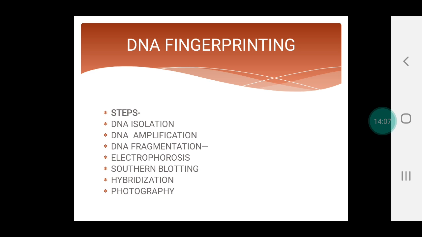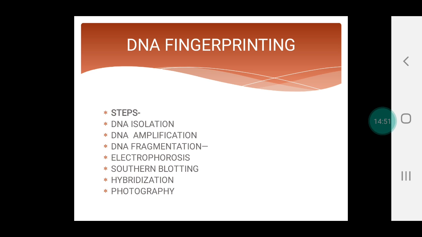First is DNA isolation. Here DNA is obtained from any material available like blood, semen, hair roots, tissue sample, etc. Then next, DNA amplification. If the DNA quantity is small, it is subjected to in vitro replication by a technique called PCR. In vitro means outside the body, and PCR means polymerase chain reaction, to obtain more copies of DNA. So small amount of DNA is amplified by the technique PCR.